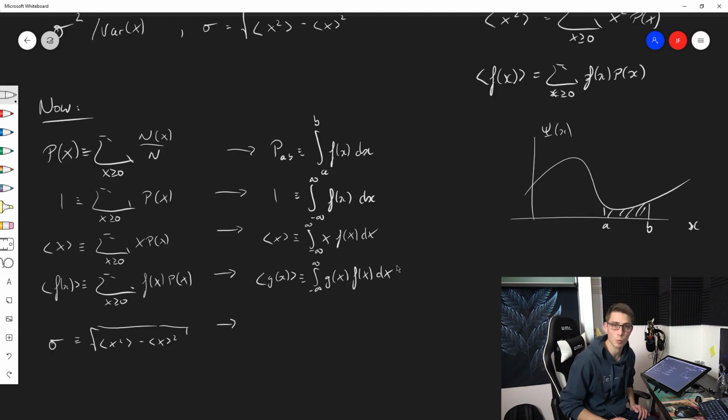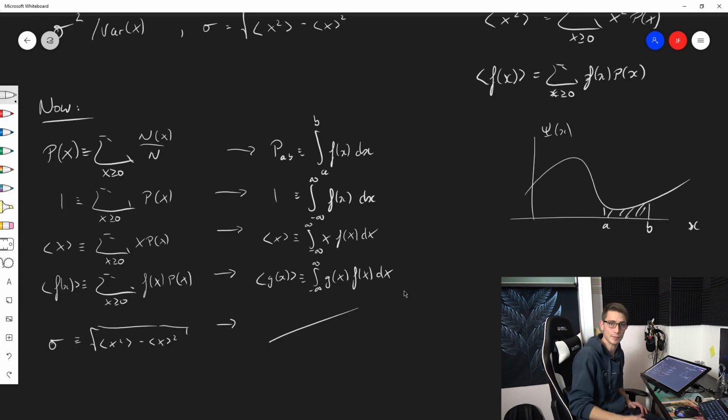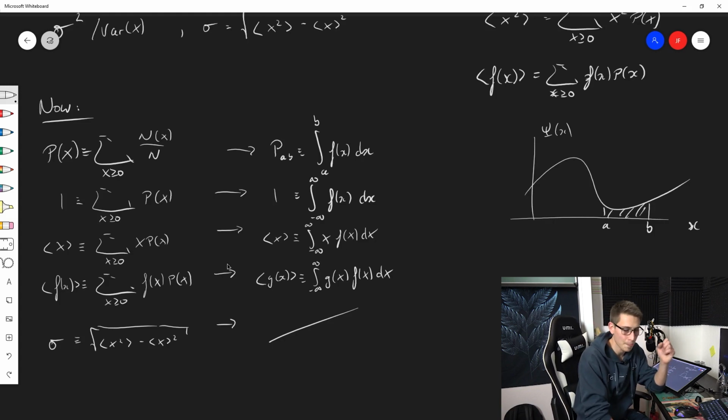And last but not least, what about the standard deviation? Well, it just stays how it is. The standard deviation, there is nothing you could really change. If you want to find out the standard deviation, you are just going to plug your expected values in, and then you are done.